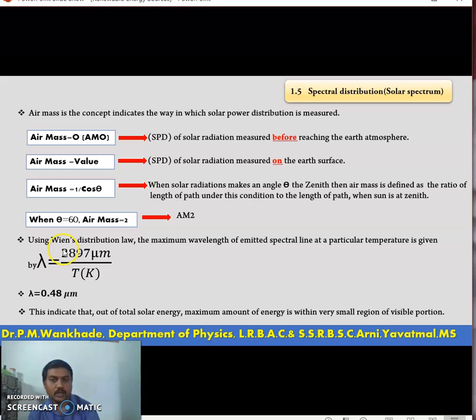Using Wien's displacement law, the maximum wavelength of emitted spectral line at a particular temperature is given by lambda equals 2897 micrometer Kelvin upon T, where T is the temperature in Kelvin. When we put the value of T equals 6000 Kelvin, that is the temperature of the sun's surface, we obtain lambda equals 0.48 micrometer.